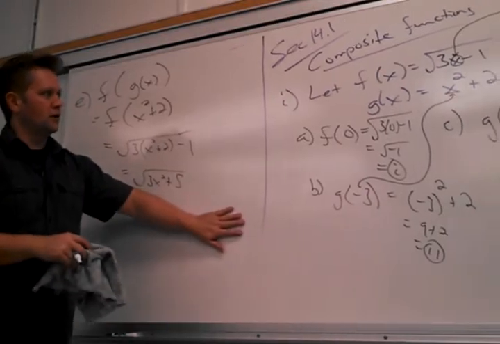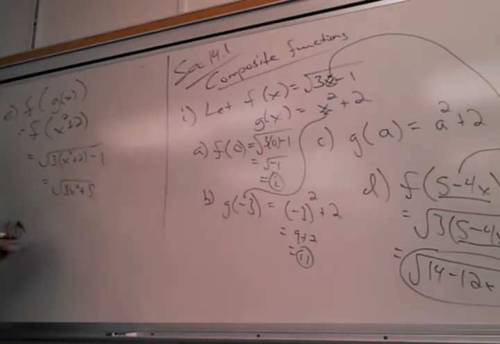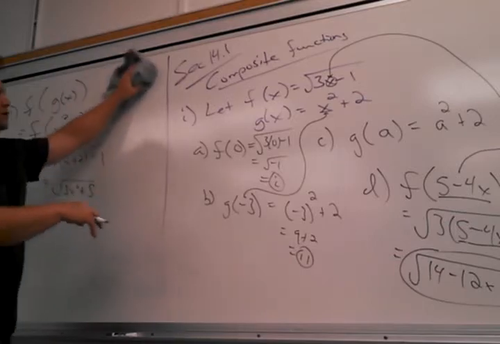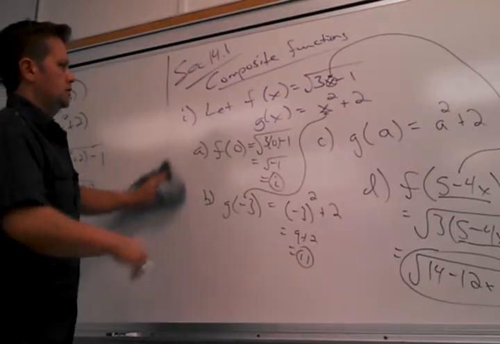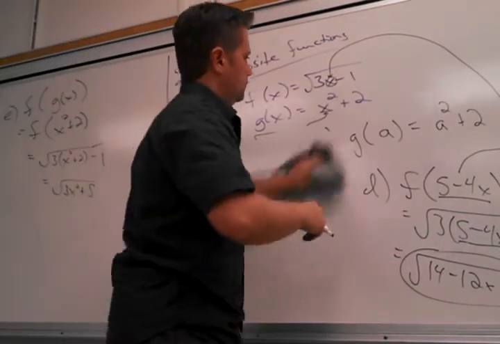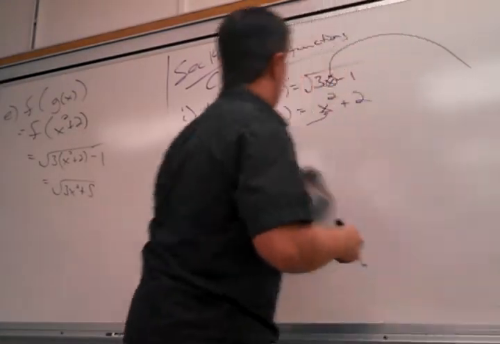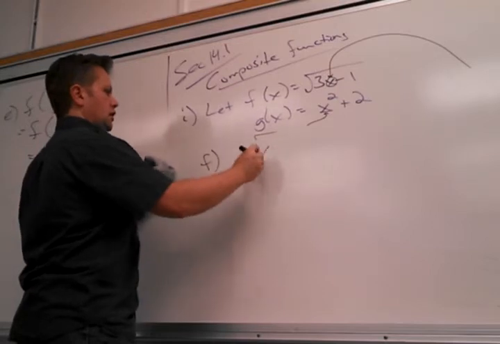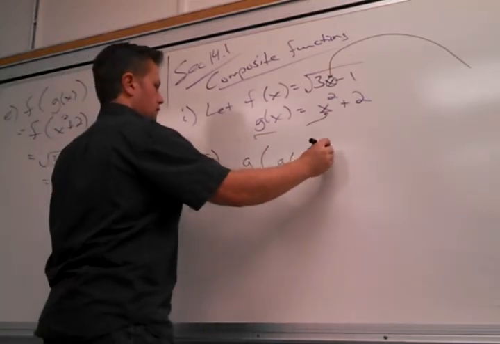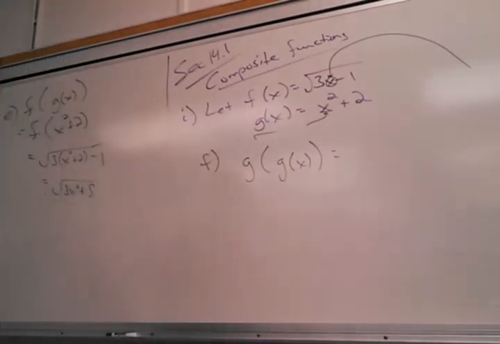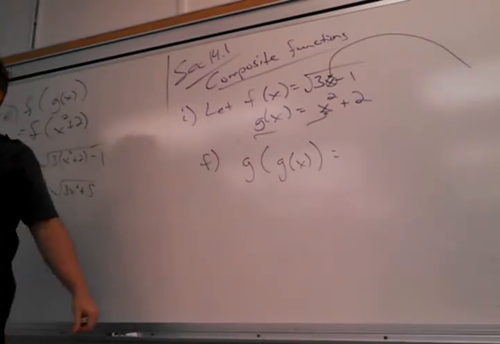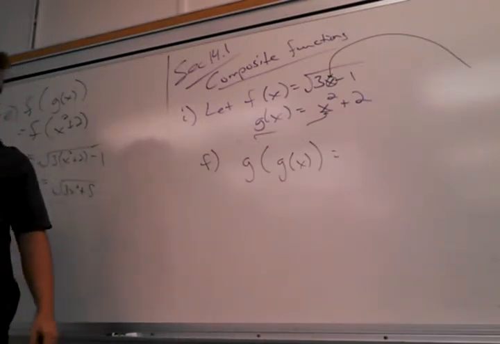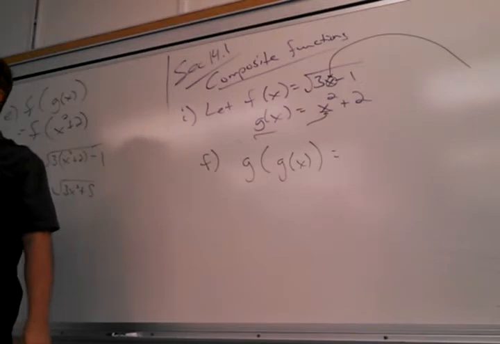All right, let me see. Let me give you a freaky one, because that was not a freaky one. That was a nice, easy one. Here's a freaky one. Still with the same functions here. What is g of x? No, that's g of x. What is g of x?